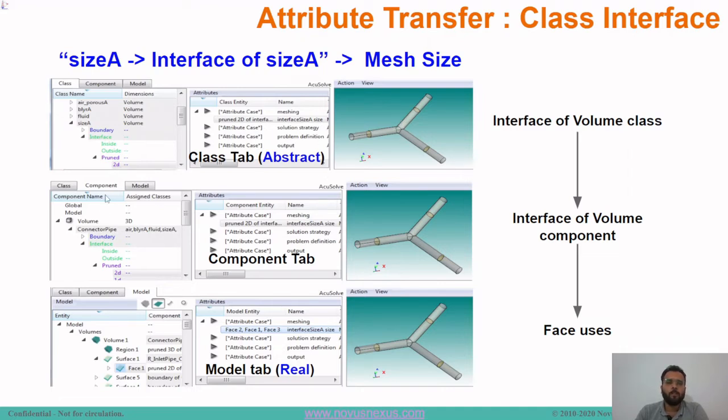Similarly, check the component tab and model tab. So in connector pipe, when we select the interface, it is highlighting the surfaces, and in volume 1, that is connector pipe, it is showing 3 surfaces on which this mesh size attribute is transferred.